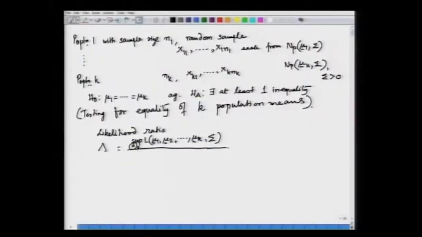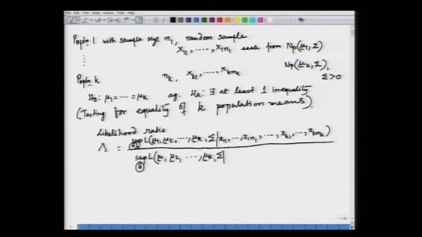Hence, we have this capital theta with a subscript 0 here, just like for the hypothesis we have H with a subscript 0. This is the same thing. So, this supremum is being considered over the parameter space under the null hypothesis, and the denominator is the supremum of the likelihood function of mu 1, mu 2 to mu k and sigma, and this supremum is over the unrestricted parameter space. If you want, you can also include the observations here. So, we may as well write the observations, x11 to x1n1, and for the kth one, xk1 to xk n k, for the first population and similarly for the kth population.